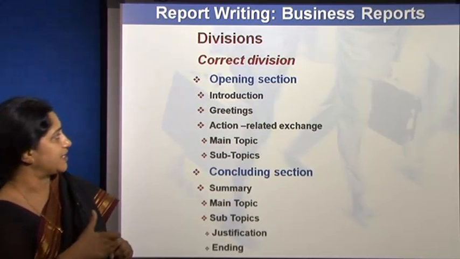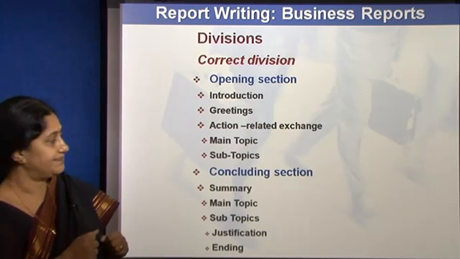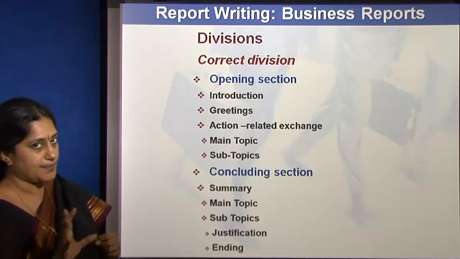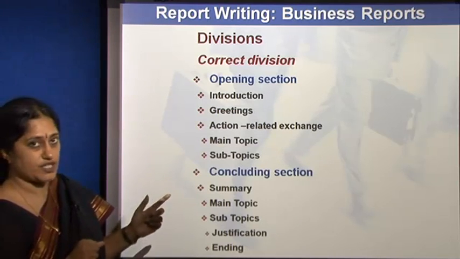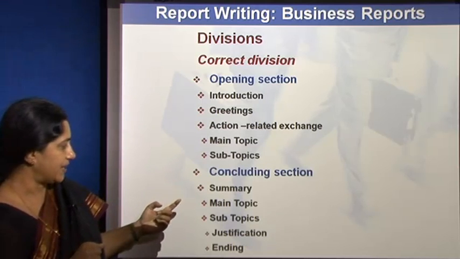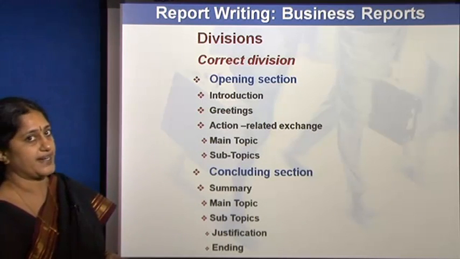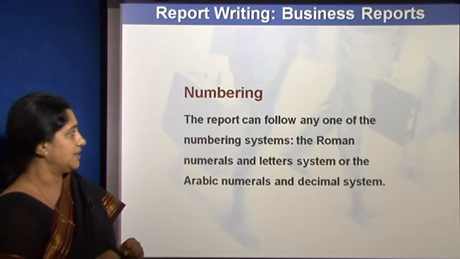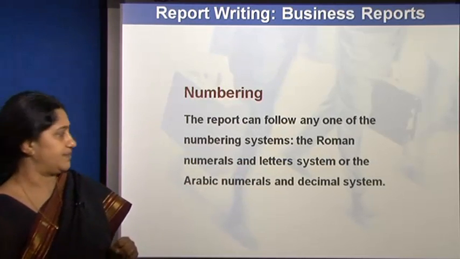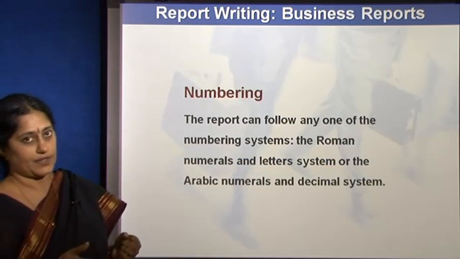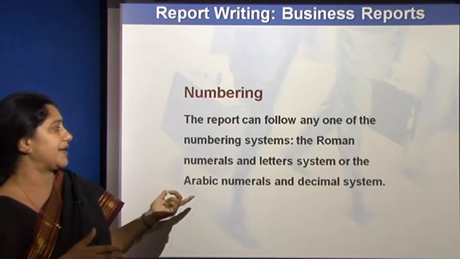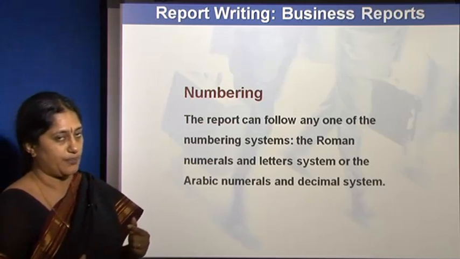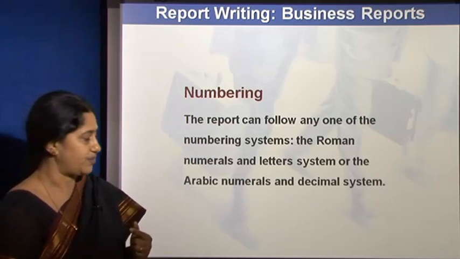Opening section will have introduction, greetings, action related exchange, main topic and subtopics. Concluding section will have summary, main topic, subtopics, justification and ending. Numbering. The report can follow any of the numbering systems, the Roman numerals, or the Arabic numerals, where it is 1.1, 1.2, or 1.01, 1.02 and so on.